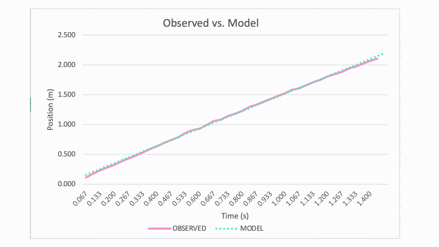Another thing that you can see from this graph is that the computational model's slope is constant. It's moving at a steady rate. However, for the observed line, you can see that there's oscillations in the line, which proves that there's a non-constant velocity and that there is a force present, unlike the computational model, which proves that there is no force present.